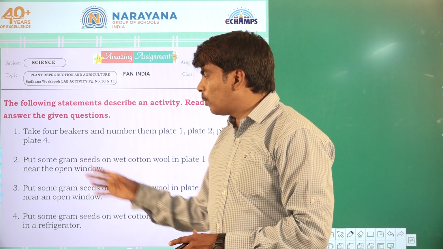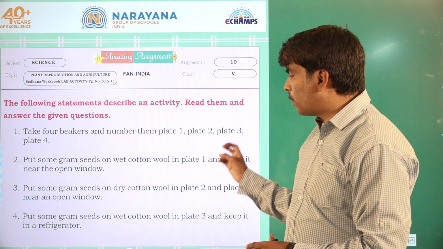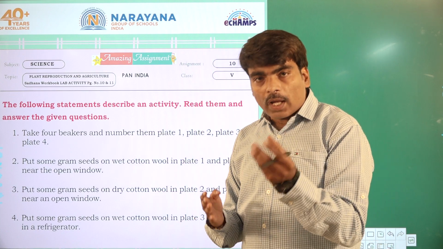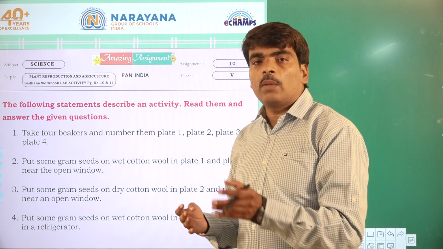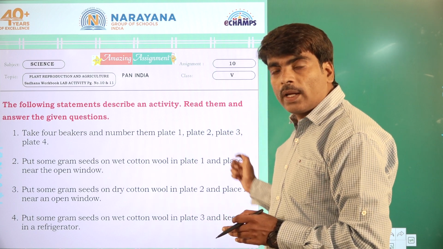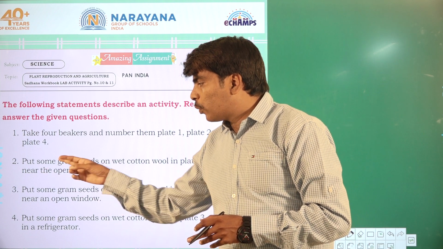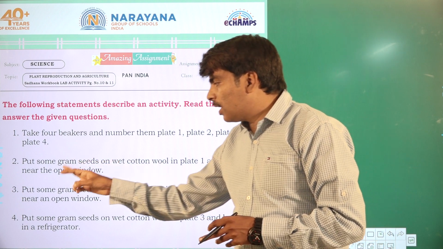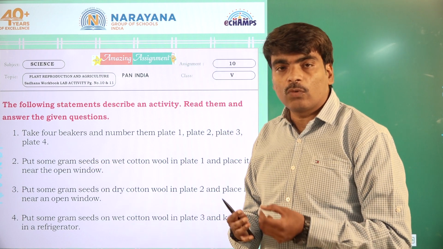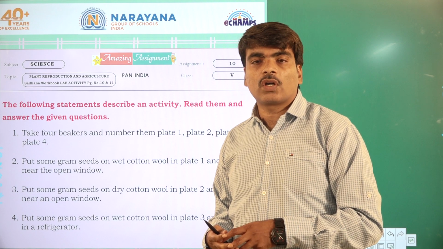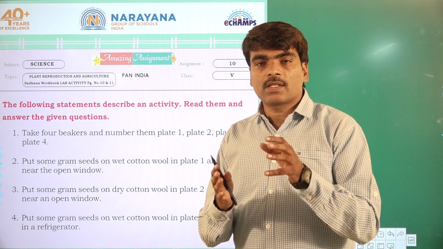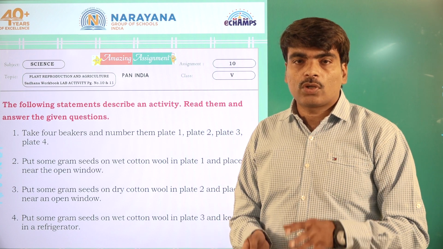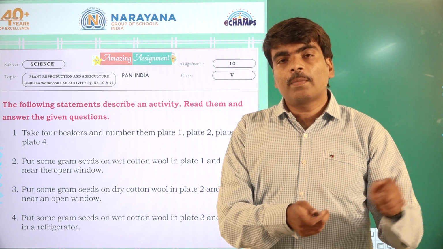First one, take 4 beakers and name them plate 1, plate 2, plate 3 and plate 4. If you take 4 beakers or any bowls or any plates and put them aside by naming them as plate 1, plate 2, plate 3 and plate 4. And now put some gram seeds on wet cotton wool in plate 1 and place it near the open window. Take some cotton wool, put some gram seeds on it and wet the cotton and place it in that plate 1 and place it near the window. I mean to say take the plate near the window.